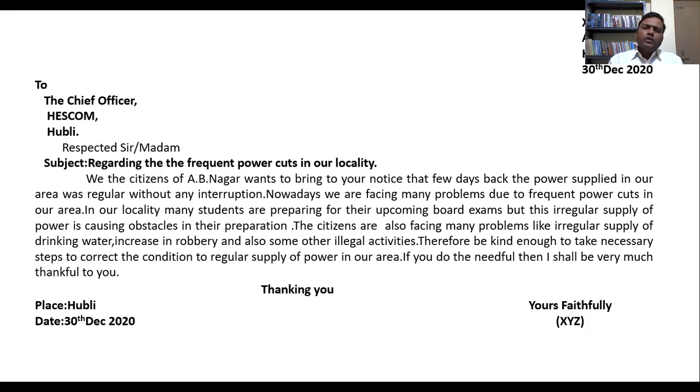Then you must also tell what should be done about the problem. And before that, here citizens are also facing many problems, which you should write. You may write like this: the citizens are also facing many problems like irregular supply of drinking water, increase in robbery, and also some other illegal activities.